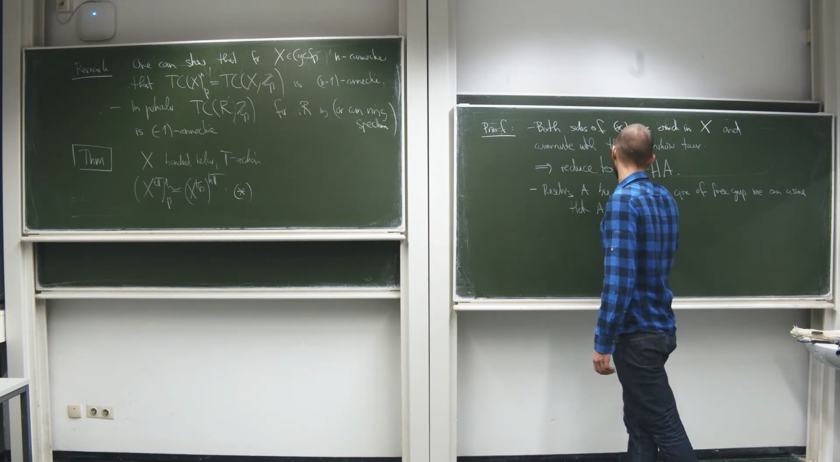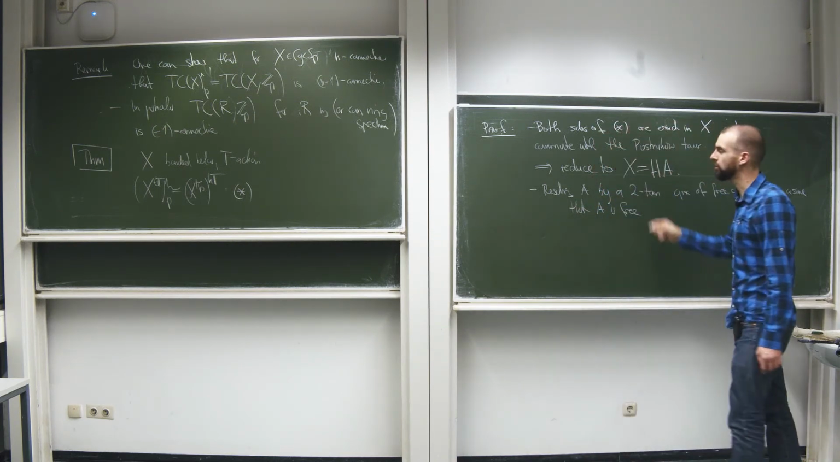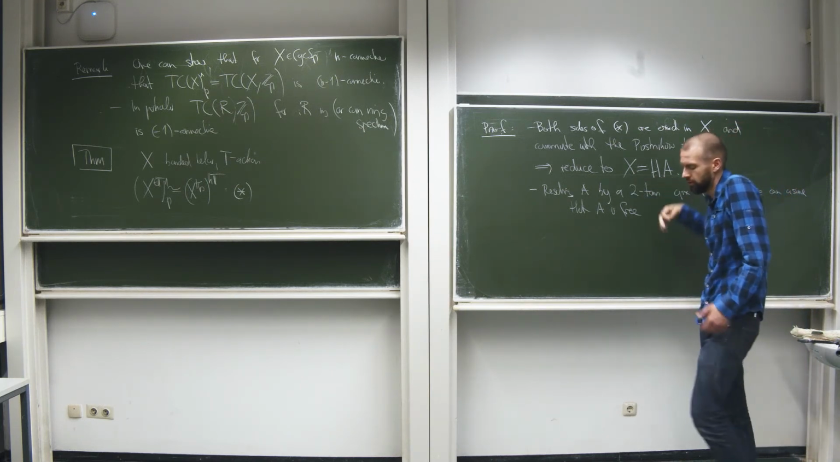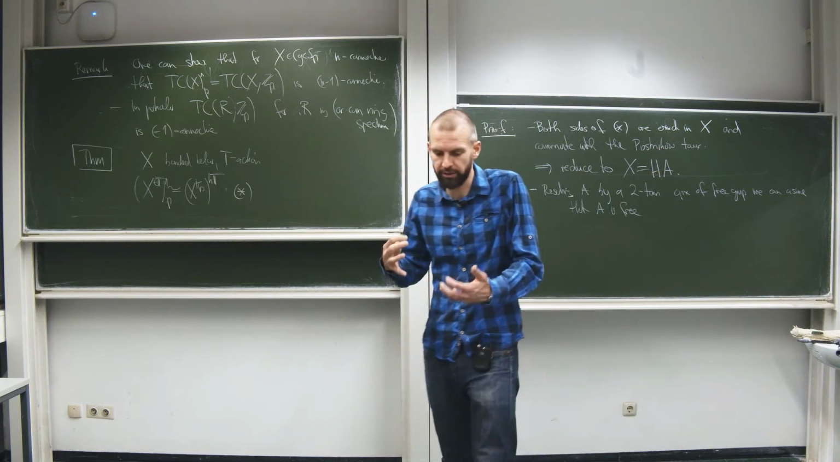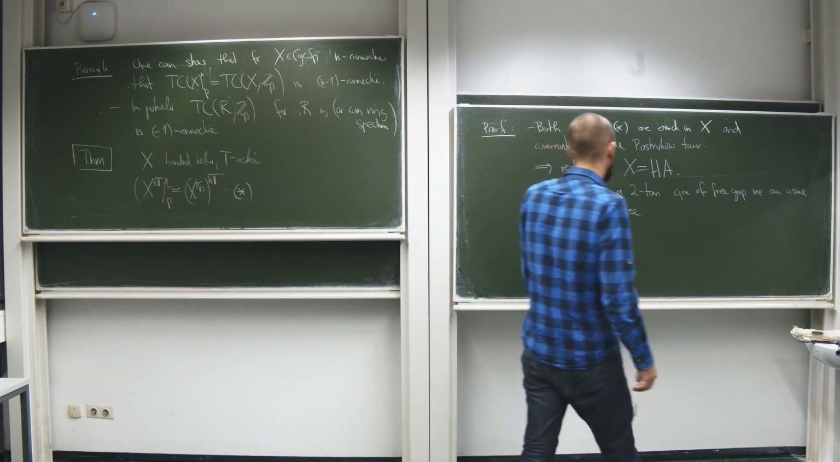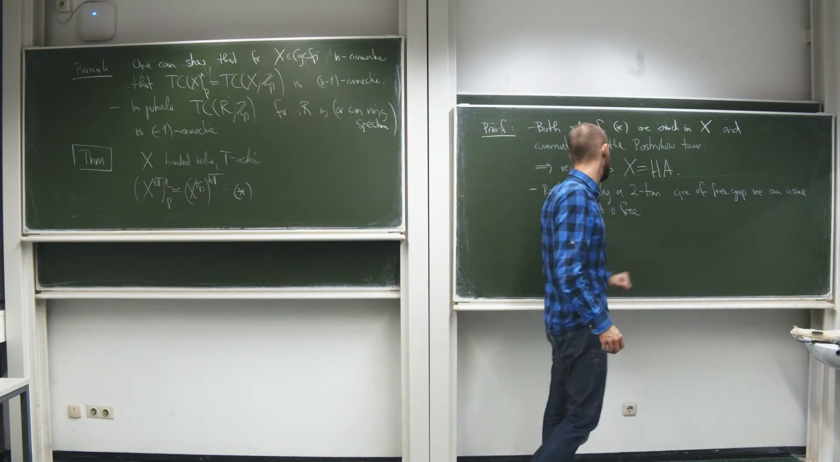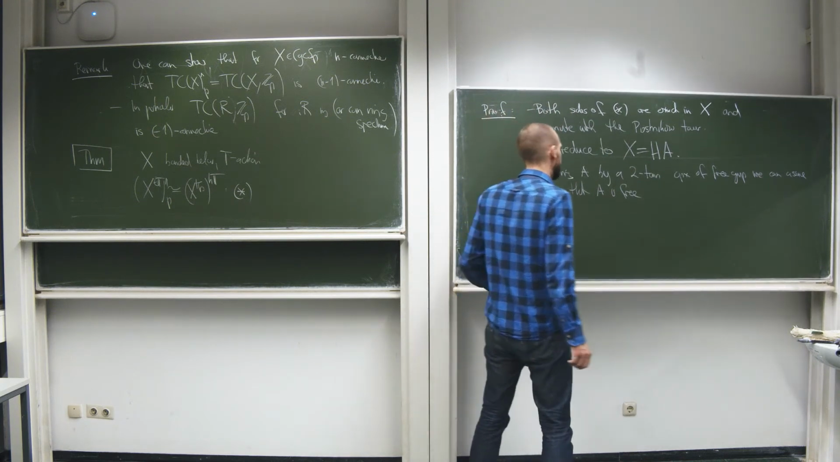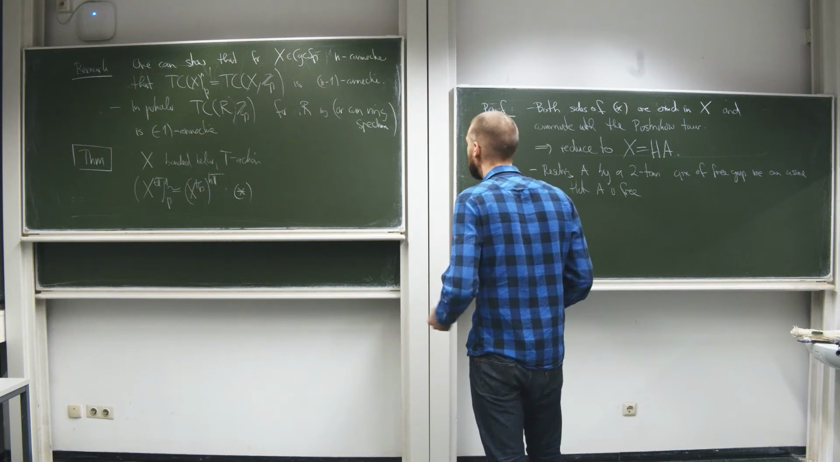And by the way, I should have said, X is a spectrum with a T action, but the T action has to be trivial, right? Because the T action on a spectrum in a single degree is trivial. So it's HA with a trivial T action. So we can assume A is free, and well, I guess now comes the first step.